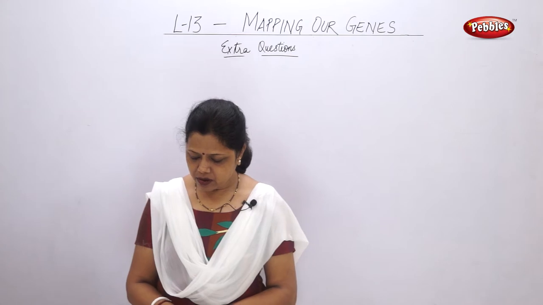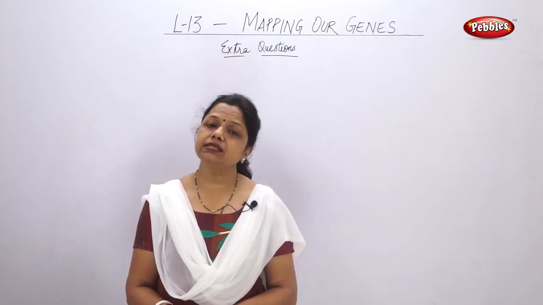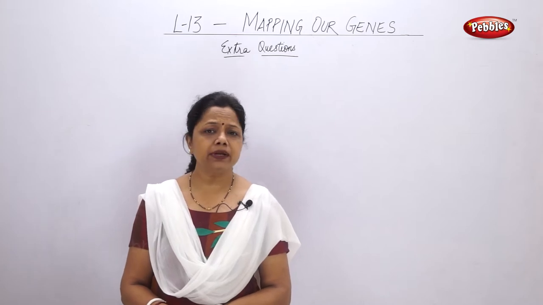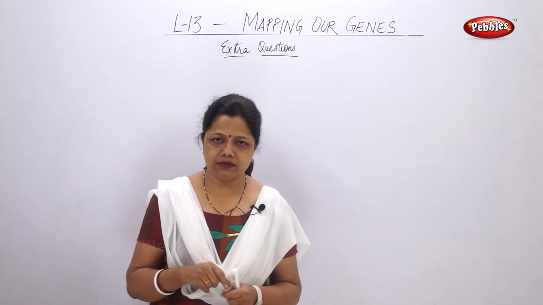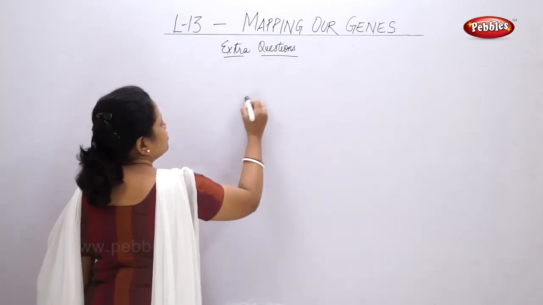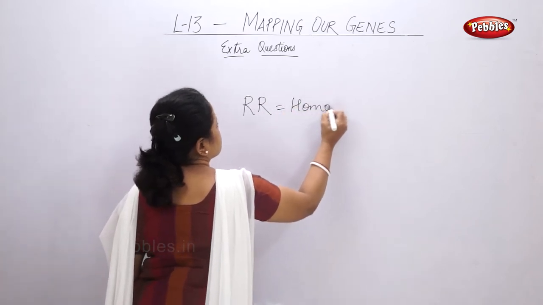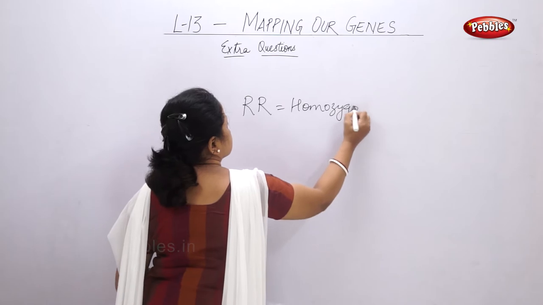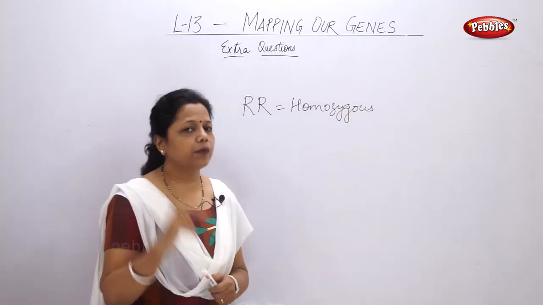Explain the terms homozygous and heterozygous using the example of white colored flowers or red colored flowers. Now, a homozygous individual is one in which the pair of genes is the same. When I say it is dominant, I will use the letter R capital for the red flower. So when I show both R's capital, I am talking about homozygous. That means this pair of genes is the same. That means both are dominant.